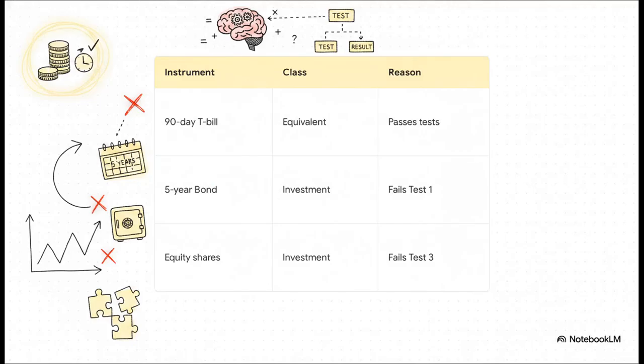Consider this matrix your ultimate cheat sheet. It cleanly resolves a whole variety of instruments based strictly on our framework. A 90-day T-bill, cash equivalent because it passes all 3 tests. But a 5-year government bond? That's just an investment because the original maturity far exceeds 3 months. Or think about equity shares in another company. They fail test 3 because their value fluctuates, making them an equity investment. If you consistently follow the framework, the math just does itself.